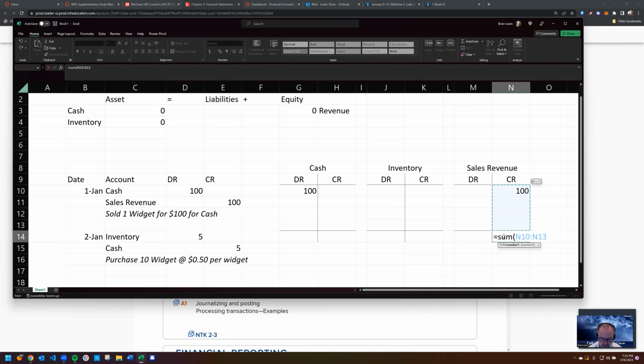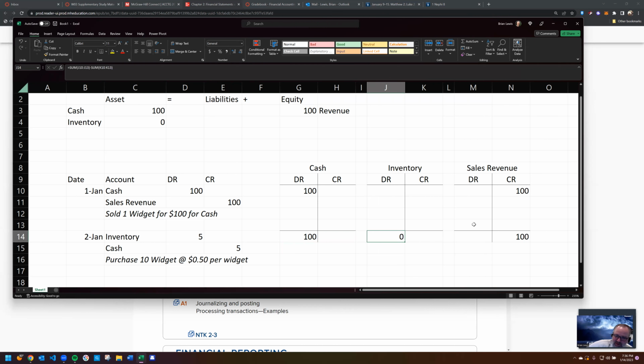Okay, and then we'll just make this equal to this sum minus the sum of the other side. So we'll just do that. Okay, perfect. That makes that work. And then this one will be equals sum, and we'll take all these minus the sum of all the others on the credit side. There we go. Now we can take this and move over here, and voila.